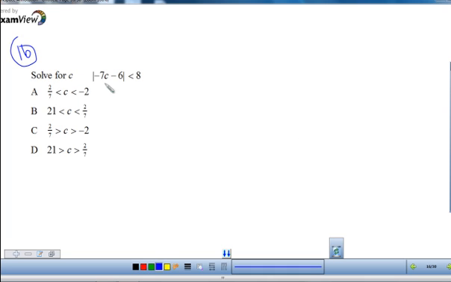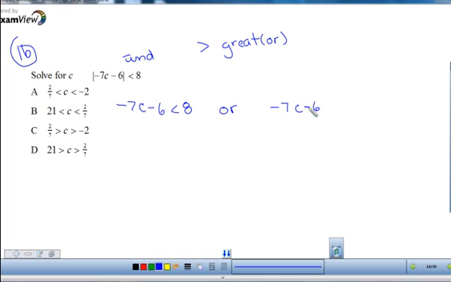Okay, solve for C. The absolute value of negative 7C minus 6 is less than 8. Since it's less than, that's going to be an and. Remember the greater than, it's greater, so that would be an or. Okay, so this is an and. So we're going to have negative 7C minus 6 is less than 8, and negative 7C minus 6 is greater than negative 8. So notice you change the sign, and you flip the sign for the negative.